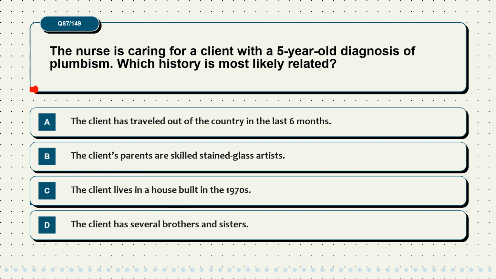Question 87. The nurse is caring for a 5-year-old client with a diagnosis of plumbism. Which history is most likely related? Here are the options. Option A. The client has traveled out of the country in the last 6 months. Option B. The client's parents are skilled stained glass artists. Option C. The client lives in a house built in the 1970s. Option D. The client has several brothers and sisters.